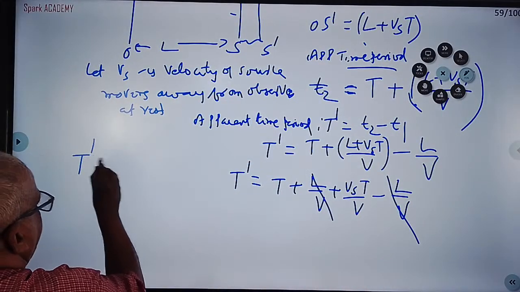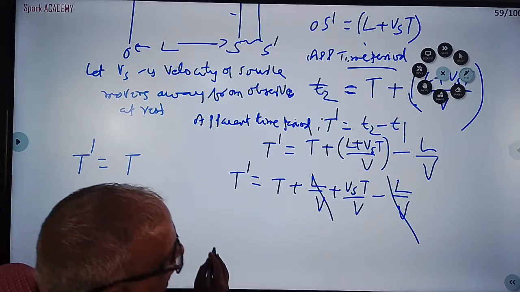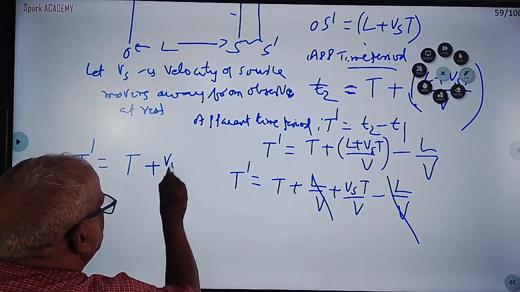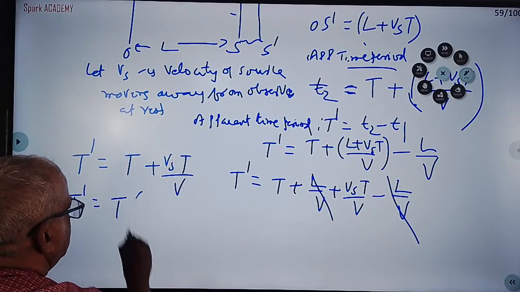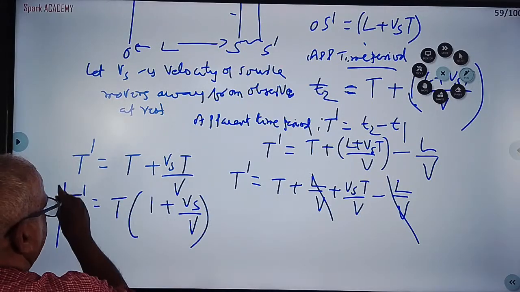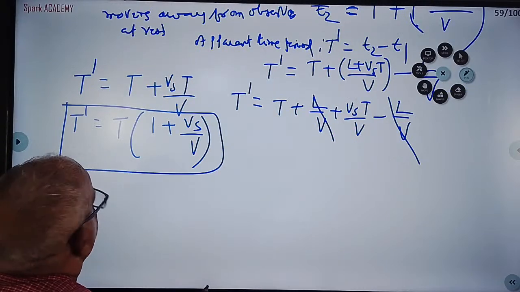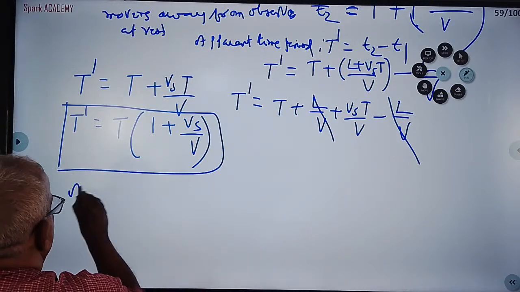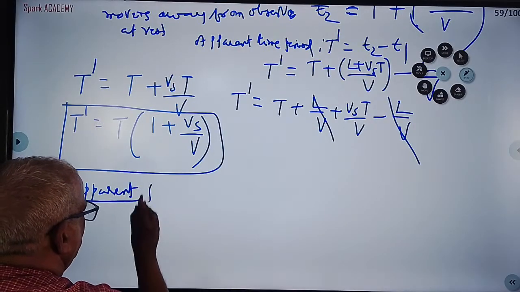Apparent time period, I am writing here. What you are going to get? T plus Vs into T by V. T dash is nothing but T common, 1 plus Vs by V. But generally, how to find apparent frequency? I am writing here only. Apparent frequency now.